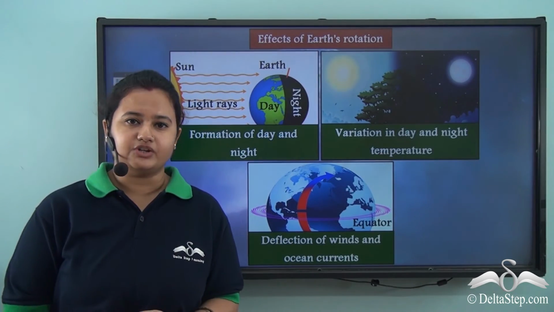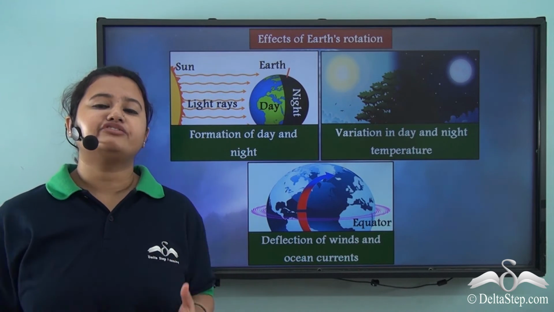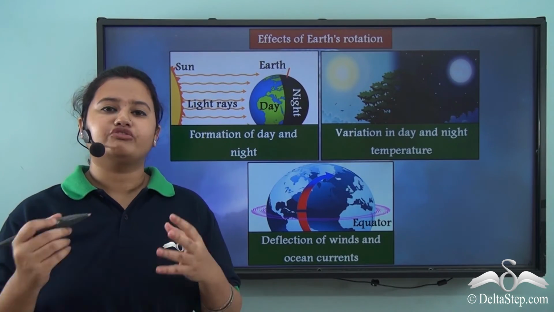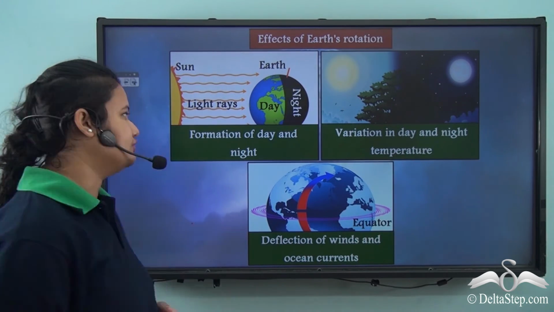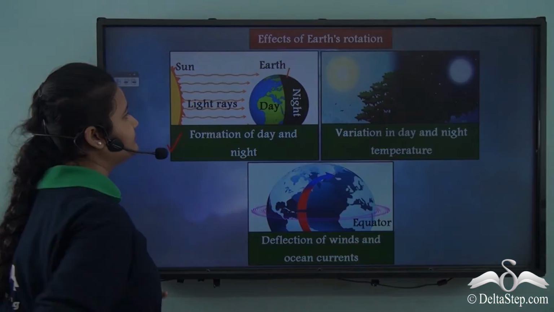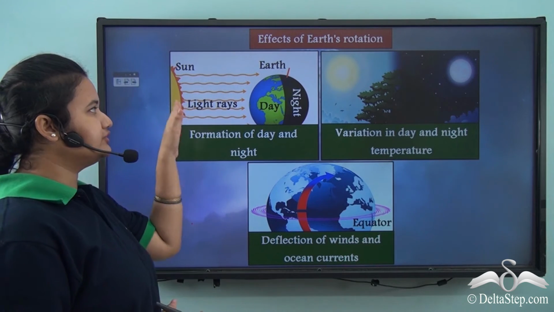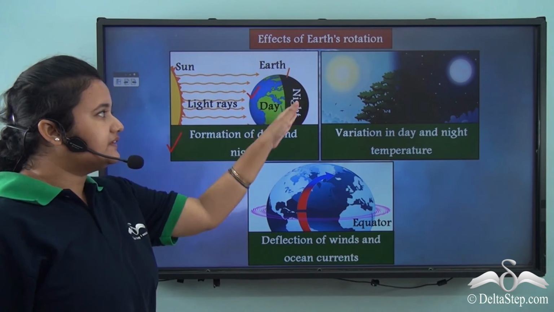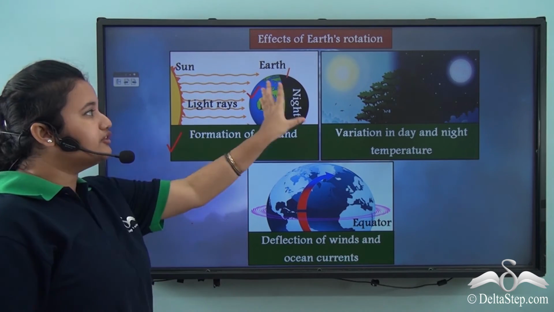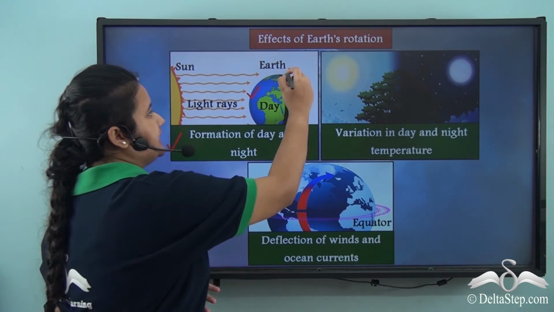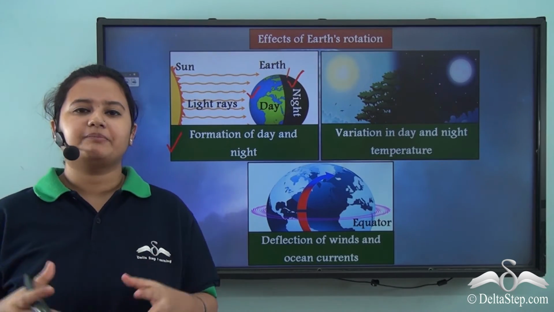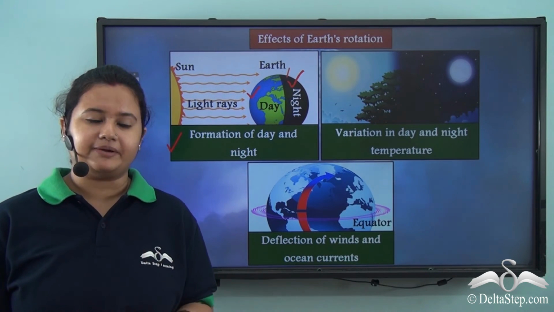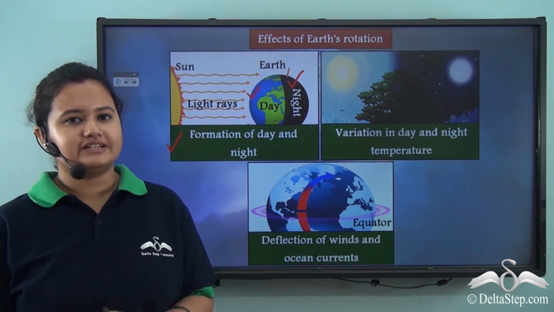So in today's video, we understood about different effects of Earth's rotation. The primary effect of Earth's rotation is formation of day and night. That is to say that the part of the earth that faces the sun experiences day, while the other side of the earth that is turned away from the sun experiences night. Thus, each hemisphere of the earth experiences day and night alternately, and this occurs every day.